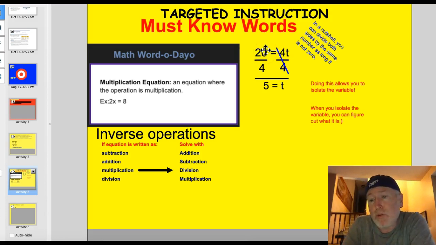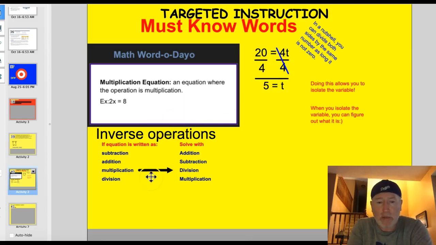Multiplying by 10 doesn't do us any good in isolating. What does us good in isolating is we divide this 4 times t. If we divide the 4 by 4, then we can get this down to a single t by isolating it. But if we divide this side by 4, we have to divide this side by 4.